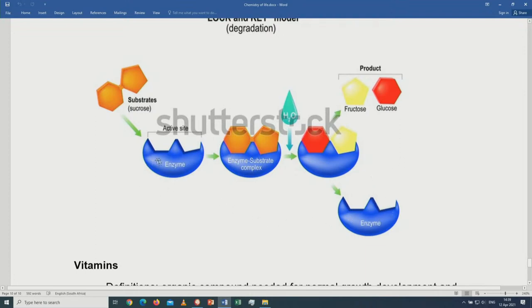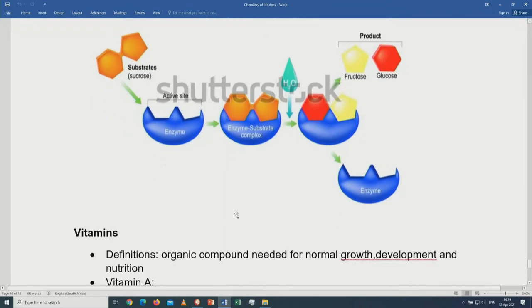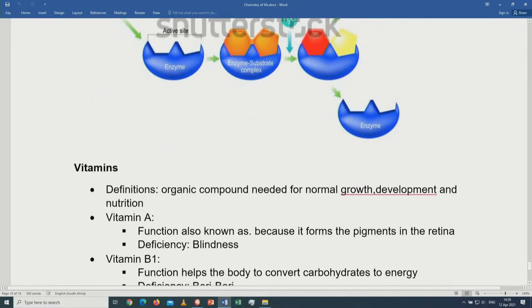So if the temperature is too high, the shape of the enzyme is going to change, meaning that the active site is the one which is going to change. Again, fluctuation in pH will cause the active site to change. So if the active site changes, the substrate is not going to fit here, so the enzyme will fail to perform its function.